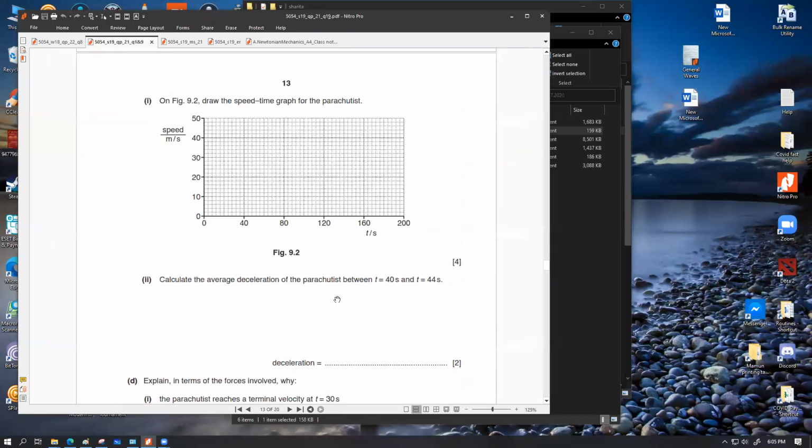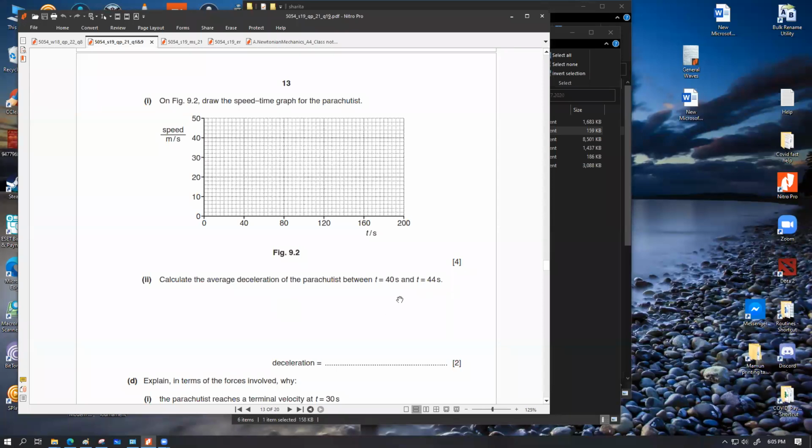Calculate the average deceleration of the parachute between t equals 40 seconds and t equals 44 seconds. They've used the word average deceleration because this line is not essentially a straight line. So we cannot say the exact acceleration, because it's a velocity change over a curve. The acceleration can have high values at some points and low values at others. Since they have already used the term average deceleration, we simply go for the formula a equals v minus u divided by t.